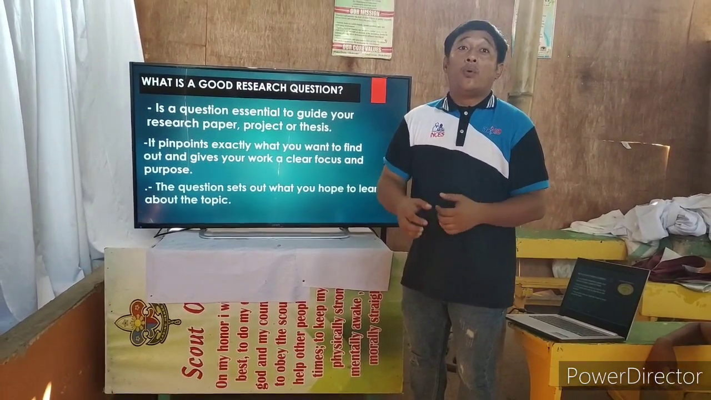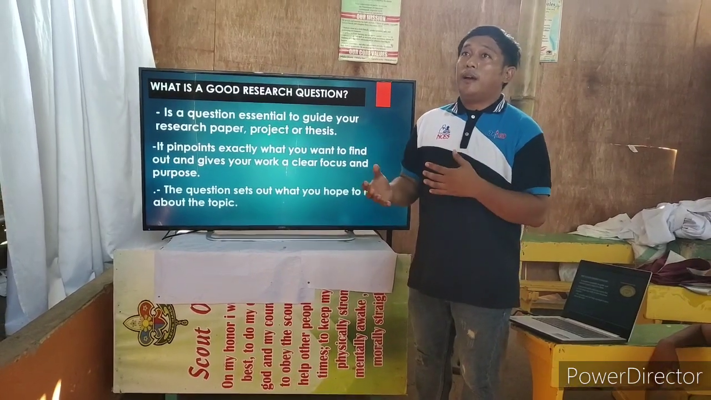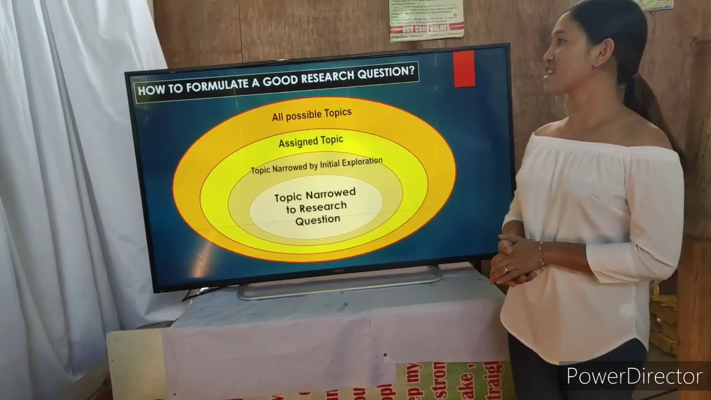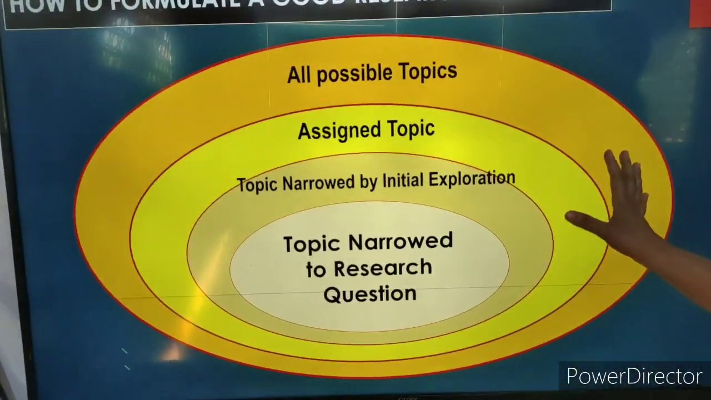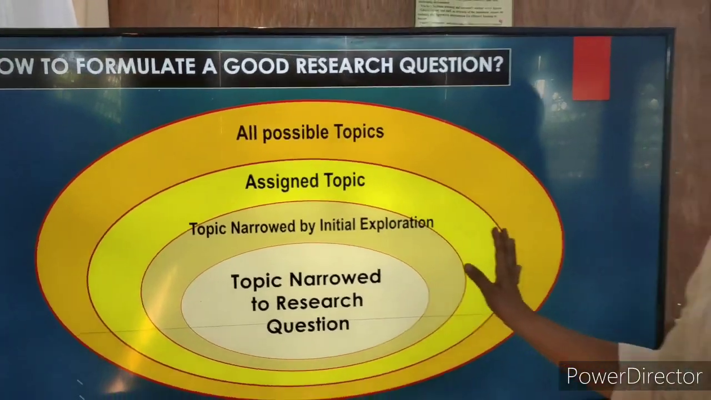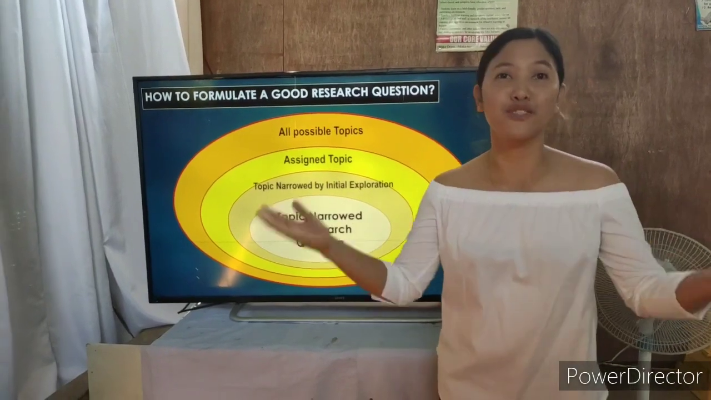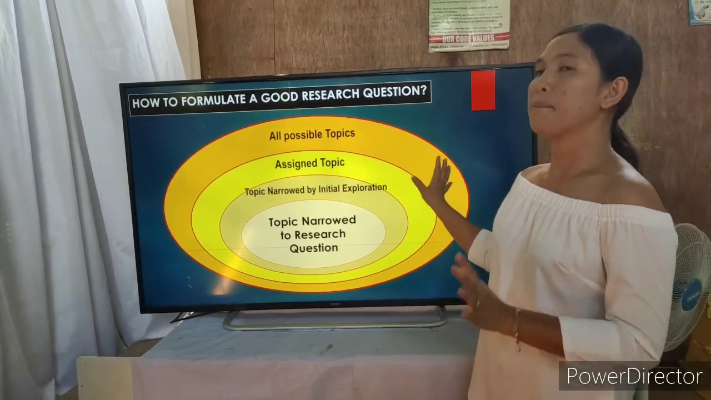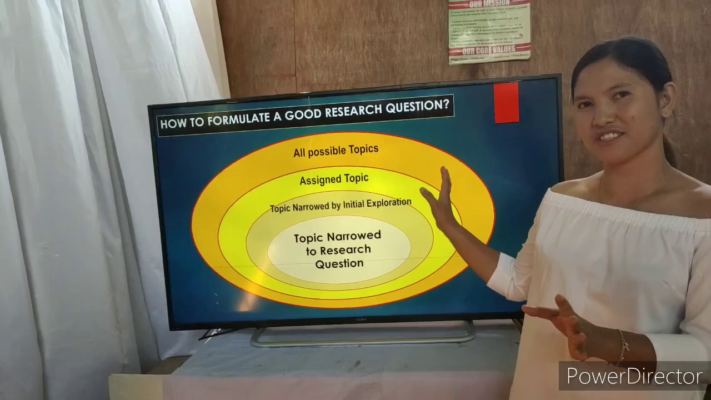Might have no relevant answers, but those answers could serve as a basis for another research question or paper. There are several ways of formulating a good research question, and this illustration shows exactly how to create one. Of course, there are possible topics around the world, or if you want to study here in the Philippines, there are possible topics. But you have to narrow down that topic in order to have a focus.